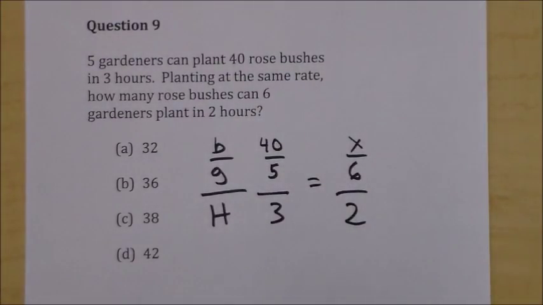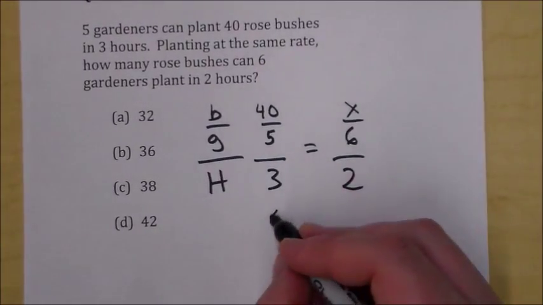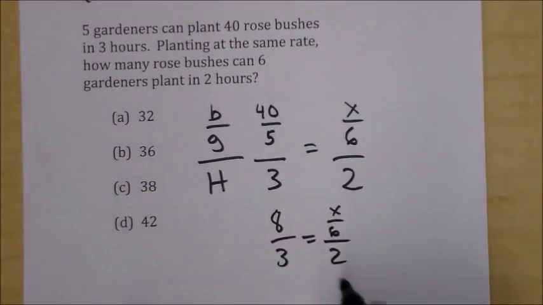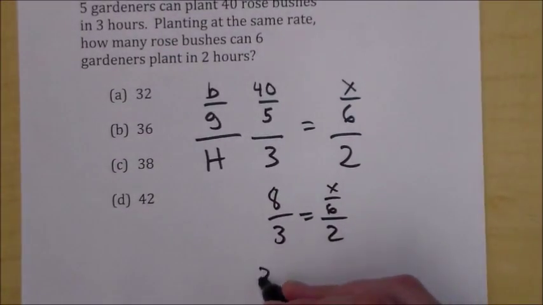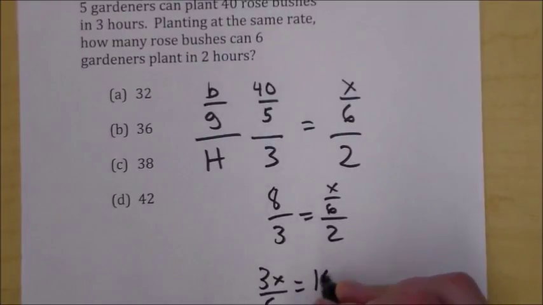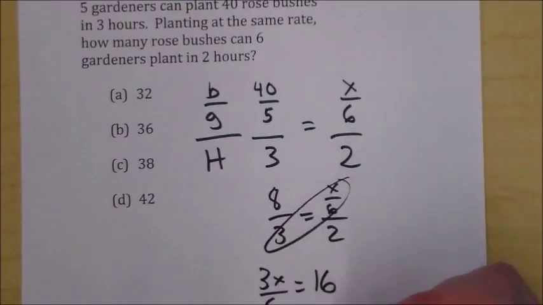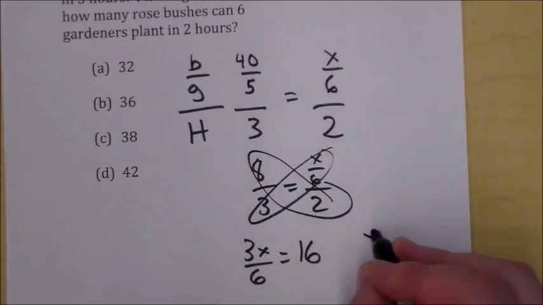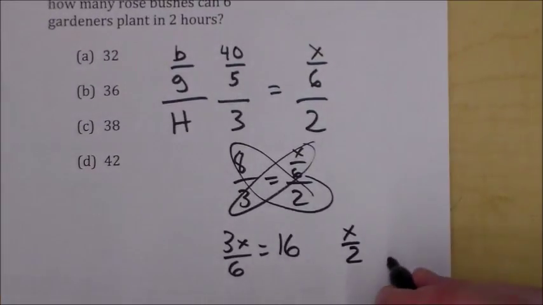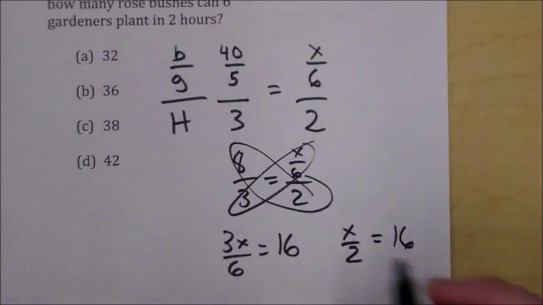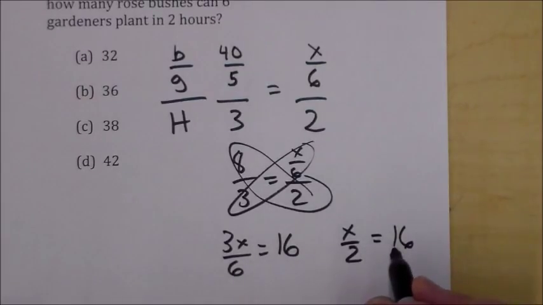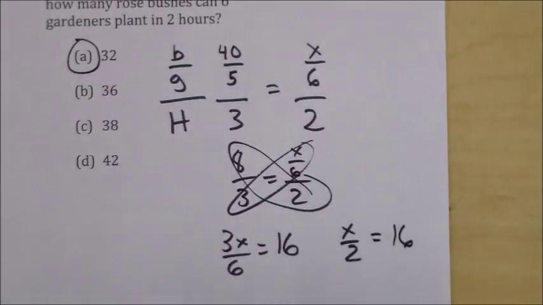Again, let's just simplify it and work it through. We're going to be fine. So 40 divided by 5 is 8, so 8 over 3 equals x over 6 over 2. Let's cross multiply, so we have 3x over 6 equals 16, right? Because you cross multiply there, you get 3x over 6. Cross multiply there, you get 16. 3x over 6 is the same as x over 2, like 1/2 x, equals 16, because 3 divided by 6 is 1/2. So multiply each side by 2, and we're good to go.